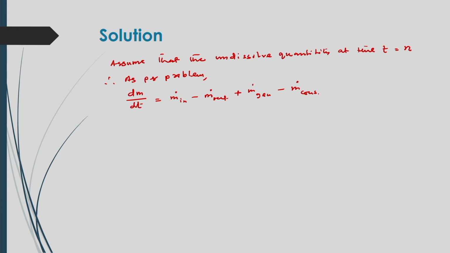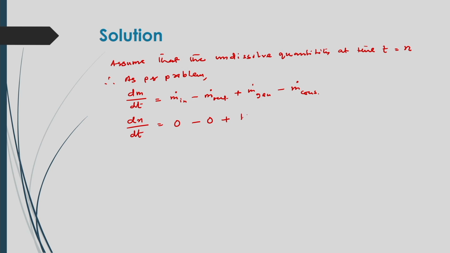So, at a time t the undissolved quantity will be there, and it will be N. So, we can write here the generation or accumulation of that molecule, dN by dt, that will be equal to, here there will be no input, there will be no output as per problem, but generation is there, that depends on the rate law.